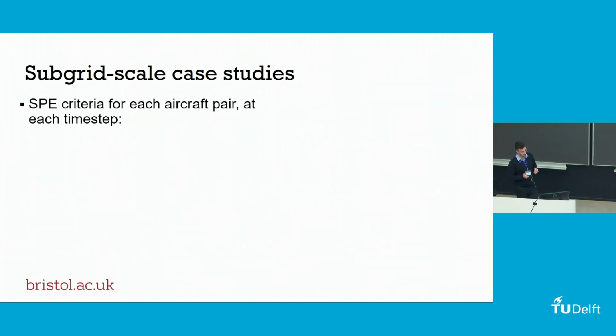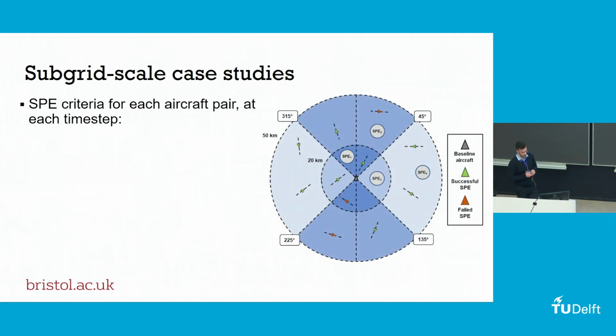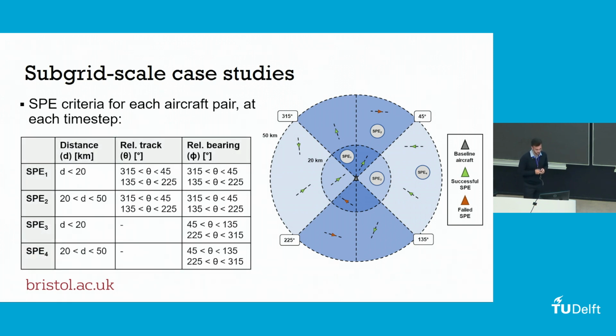So for every significant plume encounter, we can start to build up a better picture of just how likely it is for these plumes to overlap. So for an SPE1, for example, this is any distance under 20 kilometers between an aircraft pair, where the relative track and the relative bearing were within this hourglass shape that you see. SPE2 was similar, but instead of less than 20, it's anything between 20 and 50. And then SPE3 and 4 are basically the ones outside of the hourglass shape, as you can see.